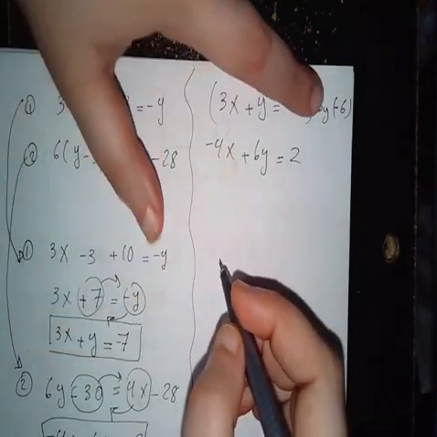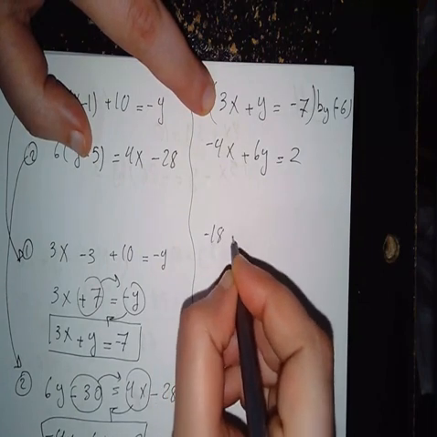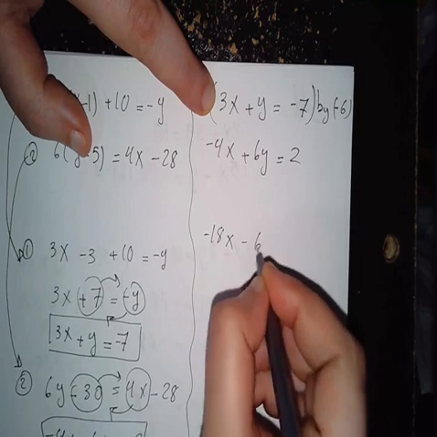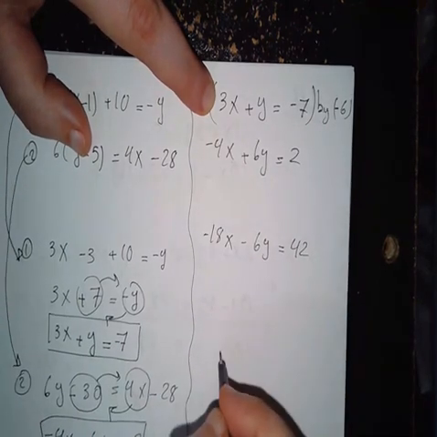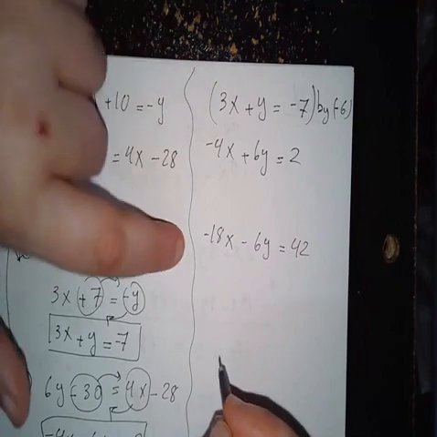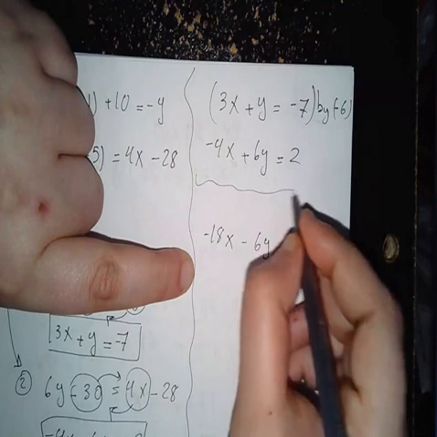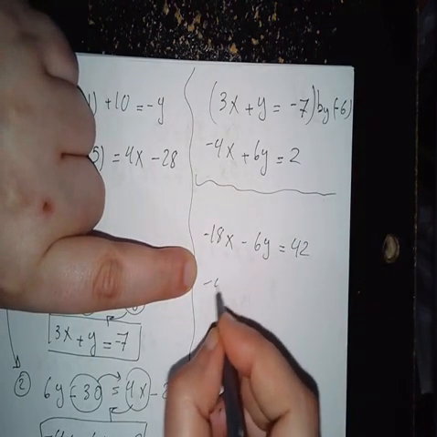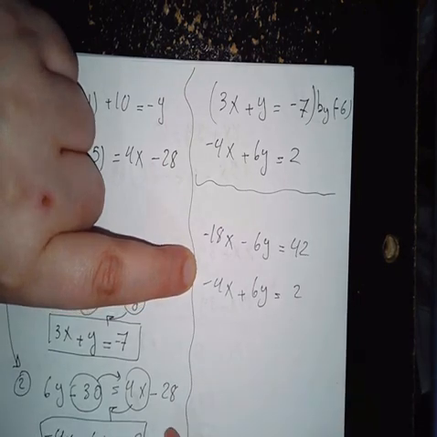Okay. So after I multiply by negative 6, it becomes what? This is negative 18x, right? We have negative 6y, and it equals positive 42. And I'm going to copy the second equation exactly the same. I'm just writing a line so it's not confusing. Okay, so negative 4x plus 6y, and it equals positive 2.